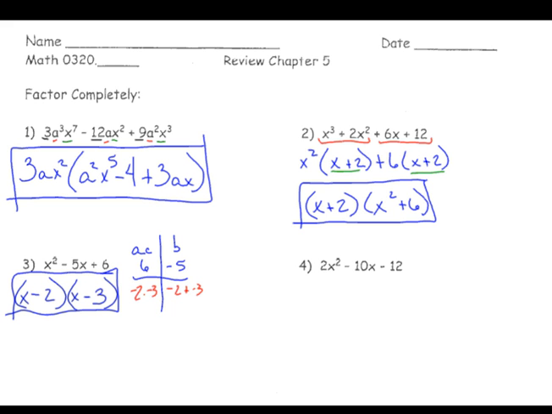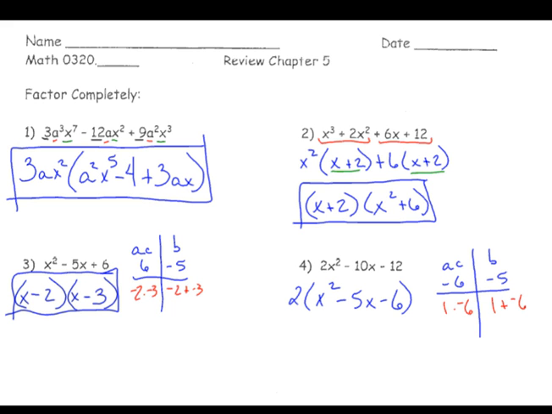Problem number 4. Step number 1, check and see, is there a GCF? Yes, there is. I take my 2 out, which leaves x squared minus 5x minus 6. For the part in parentheses, I need to do my AC and my B. AC is negative 6. B is negative 5. So what can I multiply to get negative 6 but add to get negative 5? In this case, it would be a positive 1 times a negative 6. 1 plus negative 6 gives me negative 5.